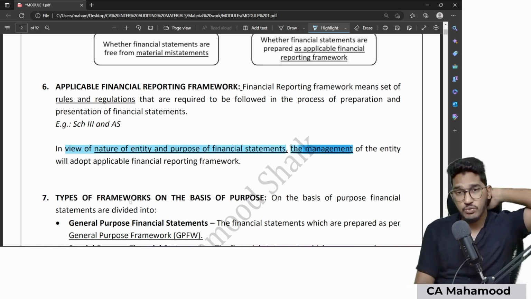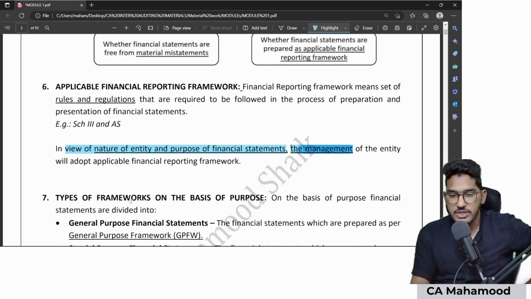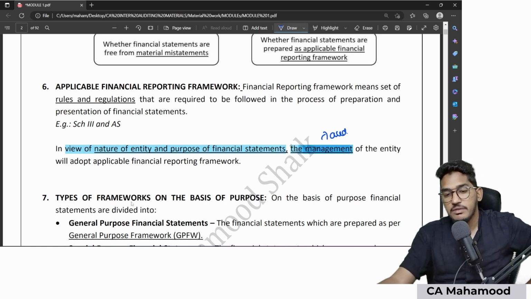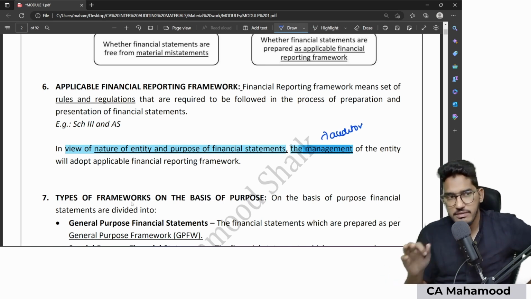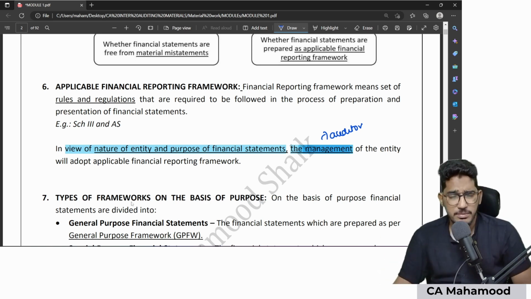They might ask you a true or false statement here. The entire sentence will remain the same, but only one thing will change: they will replace the term management with auditor. They will give the entire statement as it is, but replace only that one term. Now tell me, will that statement be true? No. Why? Because the management will select the applicable financial reporting framework, not the auditor.